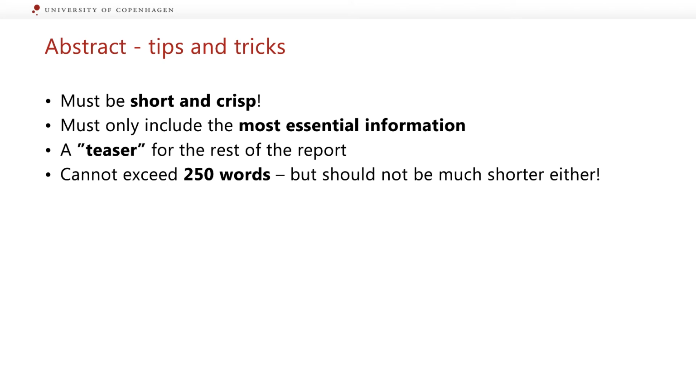It cannot exceed 250 words, but it should not be much shorter either, because if it's very much shorter, you probably lack some crucial information in the abstract. So try to hit around 250 words. And again, you can actually get some very good insights into how to write these abstracts from looking at papers from AJCN. It's not easy writing an abstract. It's actually something that takes some experience, but this is the first crack at it, and let's see how it plays. And I will, of course, give you some feedback so we can improve these abstracts.